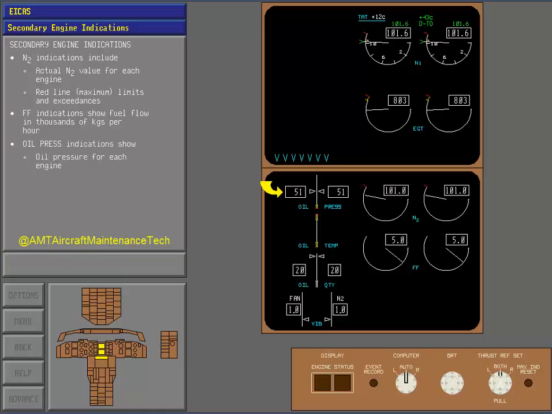The oil pressure indications show the oil pressure for each engine in pounds per square inch. Since oil pressure is unregulated, there is no amber cautionary range or red line limit for high oil pressure. There are low oil pressure cautionary ranges and red line limits.